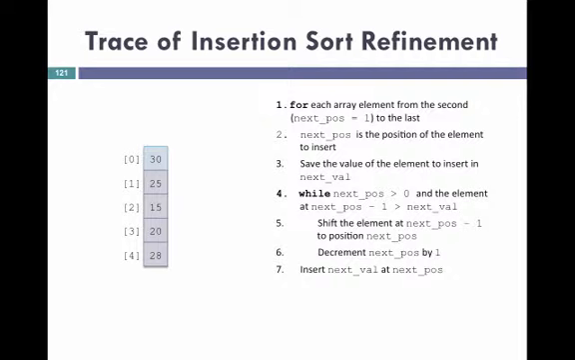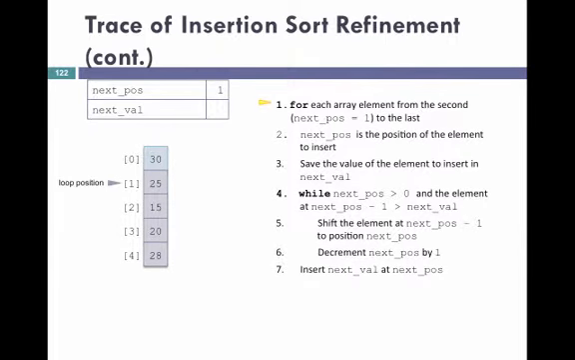Let's look at it a little more refined to see what kind of information we need to keep track of in order to do this step by step. So again, we'll assume that 30 is a sorted subarray of size 1, and we'll have a loop position to keep track of our for loop, and we'll save 2 variables, next position and next value. So we'll set next pos as the position of the element to insert. That's at 2. And then we'll save the value of the element to insert in next val. So we'll save 25.